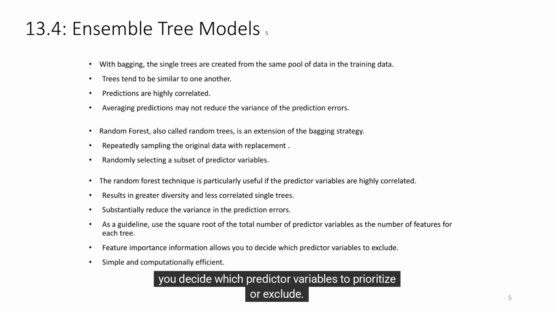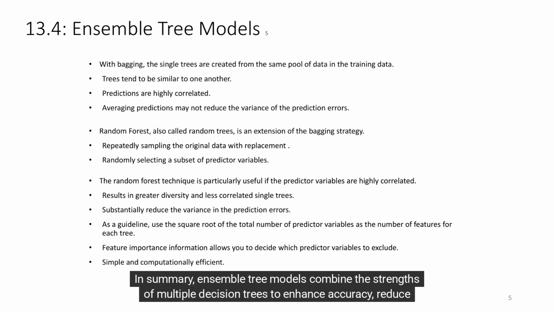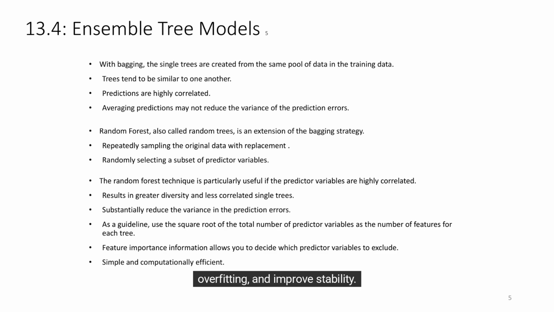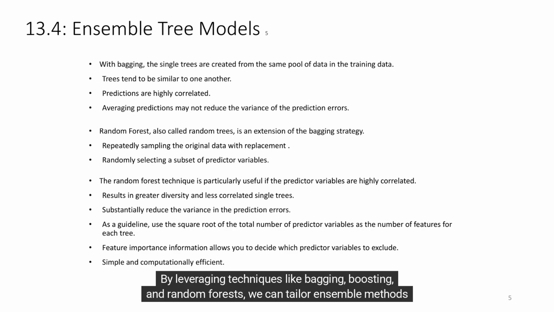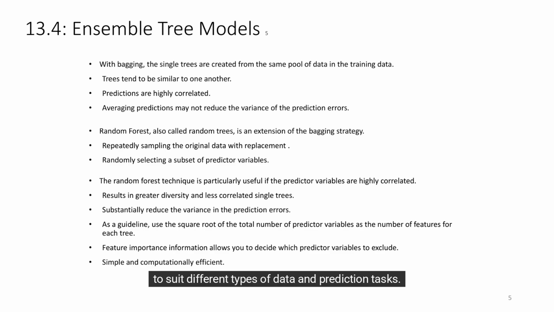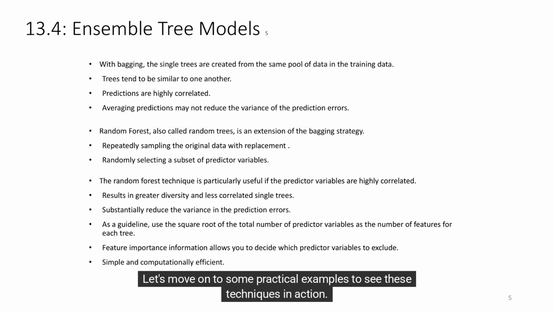to prioritize or exclude. In summary, ensemble tree models combine the strengths of multiple decision trees to enhance accuracy, reduce overfitting, and improve stability. By leveraging techniques like bagging, boosting, and random forests, we can tailor ensemble methods to suit different types of data and prediction tasks. Let's move on to some practical examples to see these techniques in action.